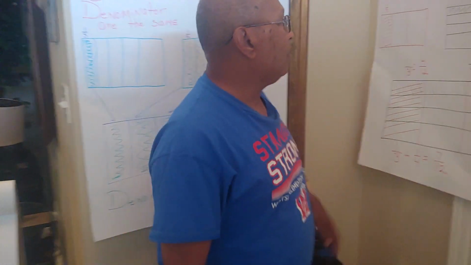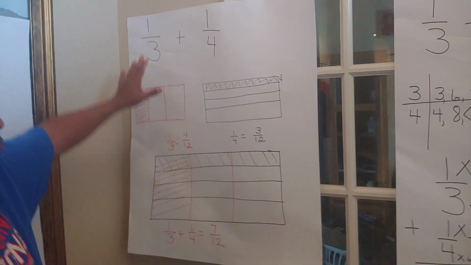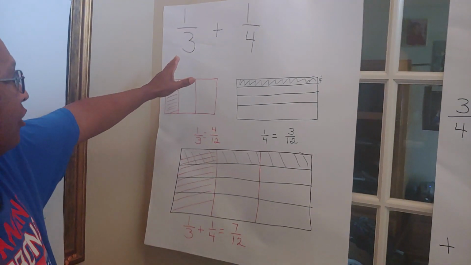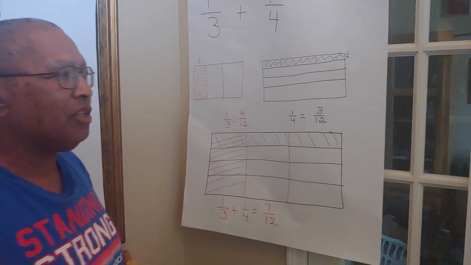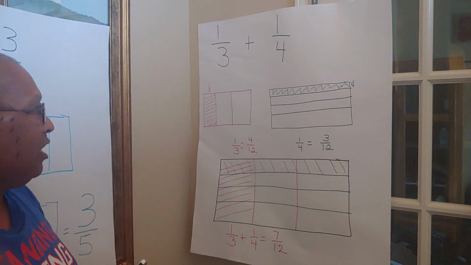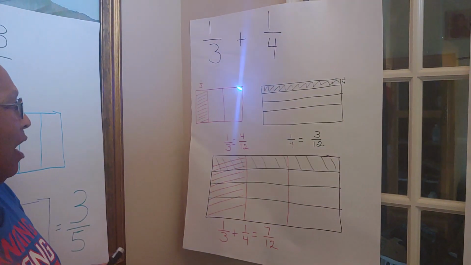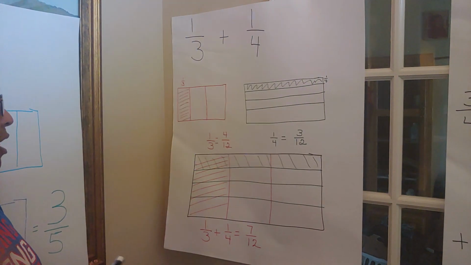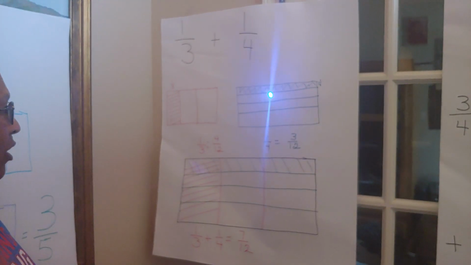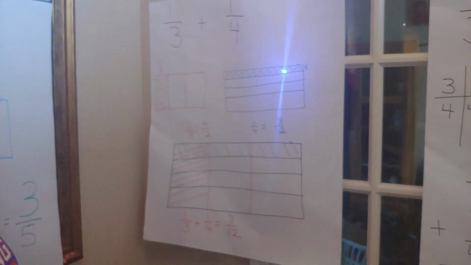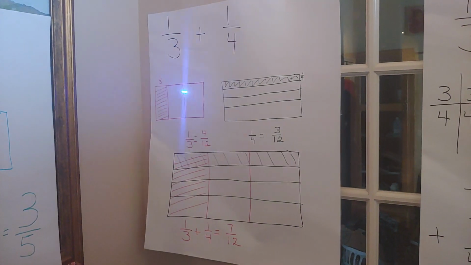What I want to go through now is a model of 1/3 plus 1/4. Now you're going to have to use your imagination with this and see it. Notice I made a model of 1/3 and I made a model of 1/4. 1, 2, 3, 1, 2, 3, 4. Now notice what I did. I want you to see this.